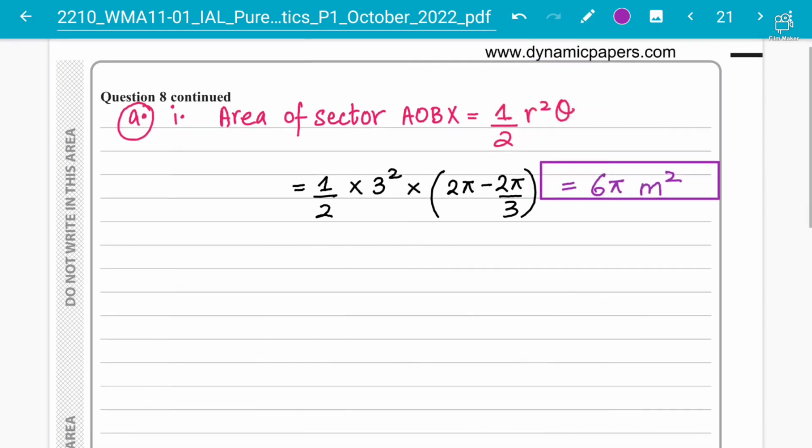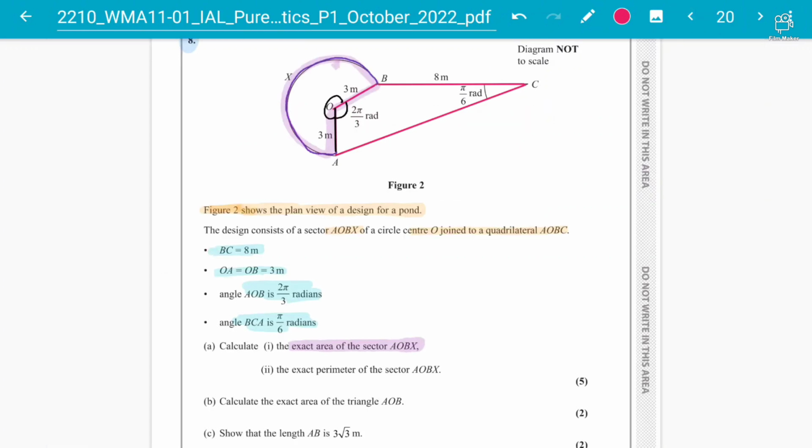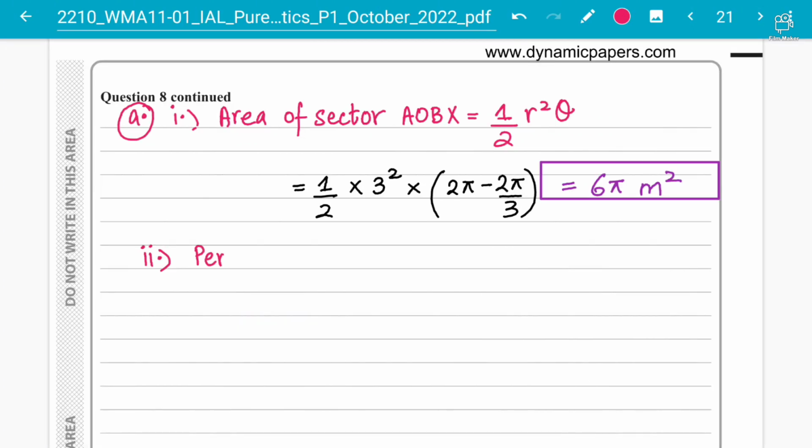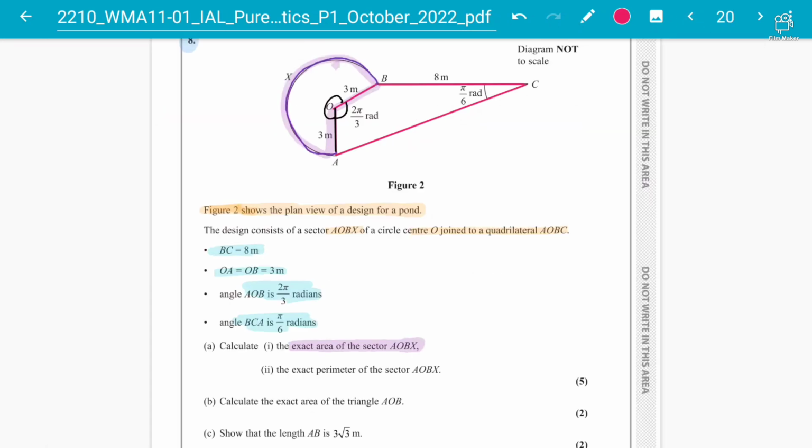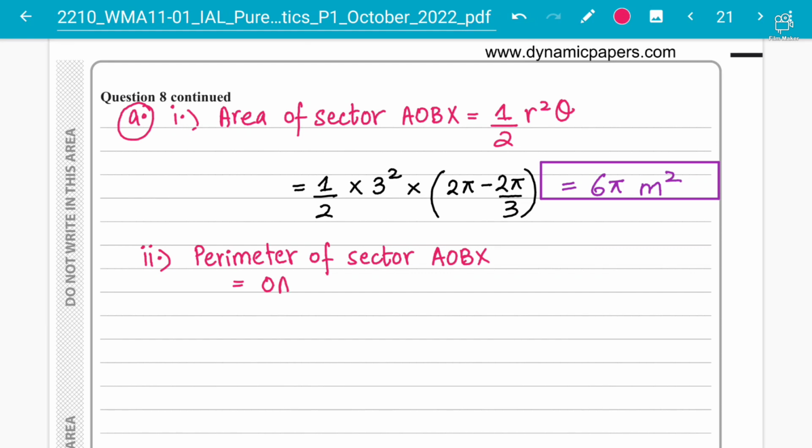Okay, so part 1 is done, and then you have part 2, that is area of the sector is done. So we talk about the perimeter now, students. So perimeter of the sector, that is AOBX, is going to be, perimeter of the sector is very important. So AOBX, the perimeter of sector, just have to add all the lengths. So it's the radius plus the radius. I'm going to say that OA plus OB plus, sir, the arc length.